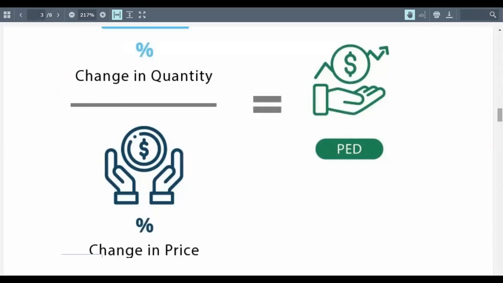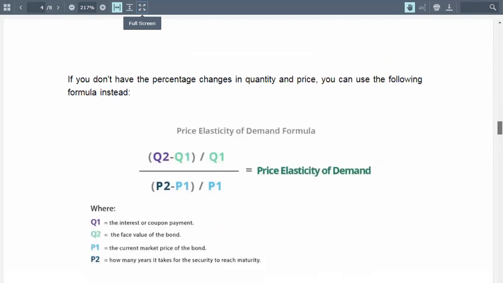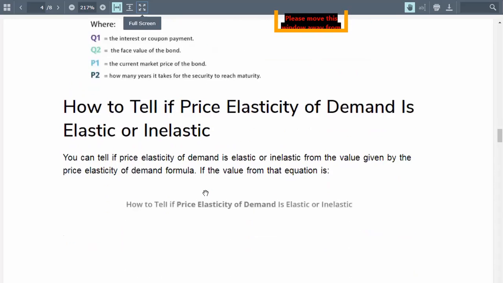Now let's break this formula into a simpler one for when we have to calculate it. It becomes Q2 minus Q1 divided by Q1. Q2 is the new quantity demanded, Q1 is the original quantity demanded, and we divide by the original quantity demanded. The same happens with the price: P2 is the new price, P1 is the original price, and we divide by P1. So this is how we calculate it.